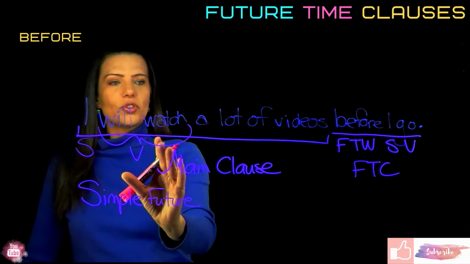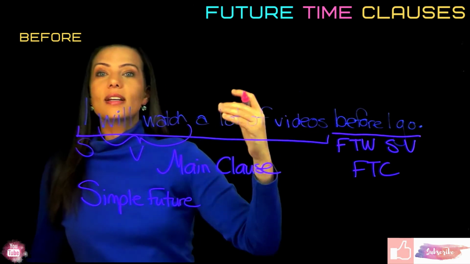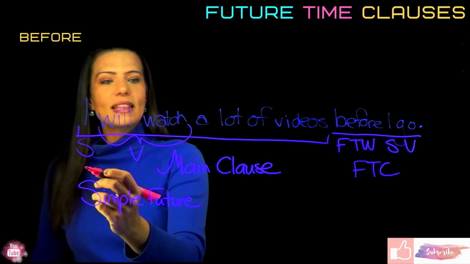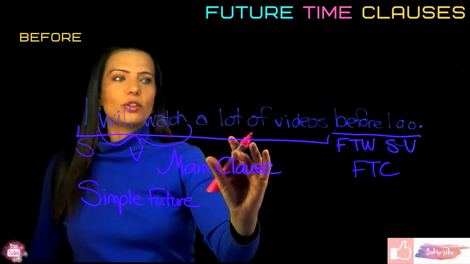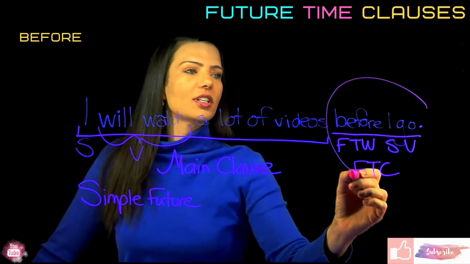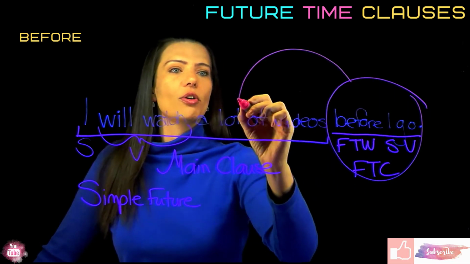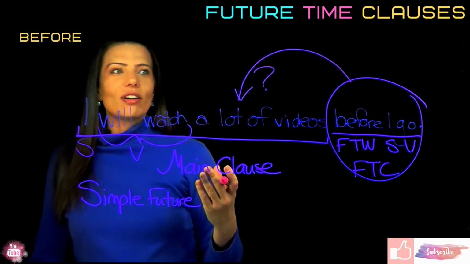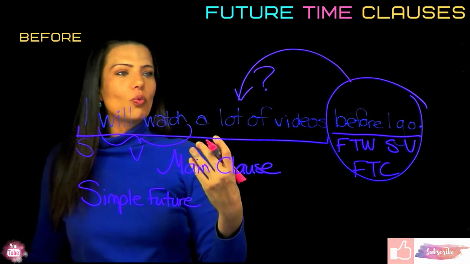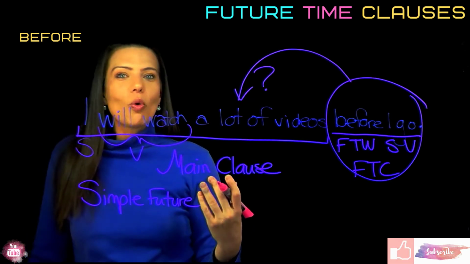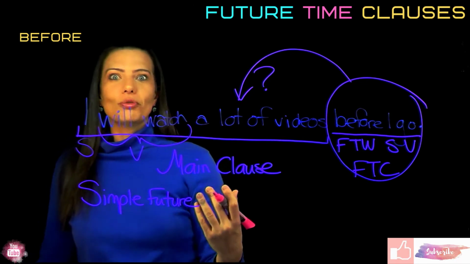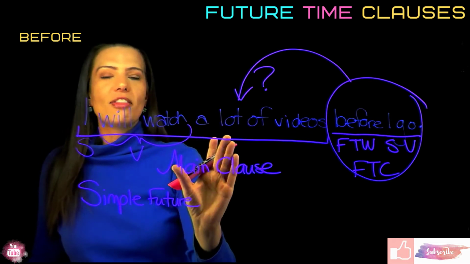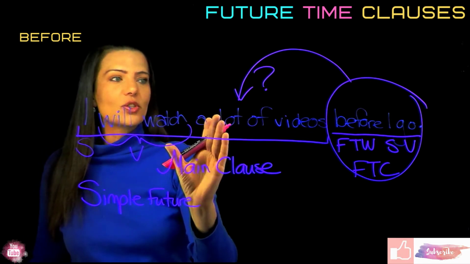So the simple future is here. I will watch a lot of videos sometime in the future. So here, in this case, the main clause stands alone, but this future time clause lets us know when this is going to happen. So imagine that you're going on a trip across Asia and you want to do a lot of research. So you watch a lot of useful videos before you go. So in this case here, this is letting you know when that main clause event is going to happen.